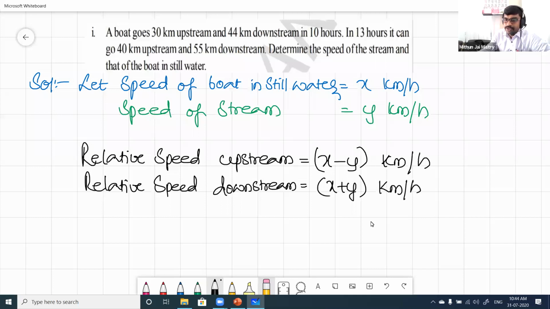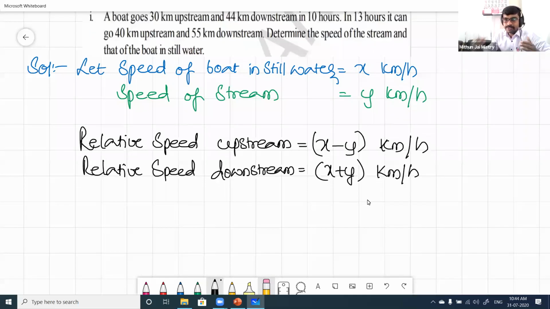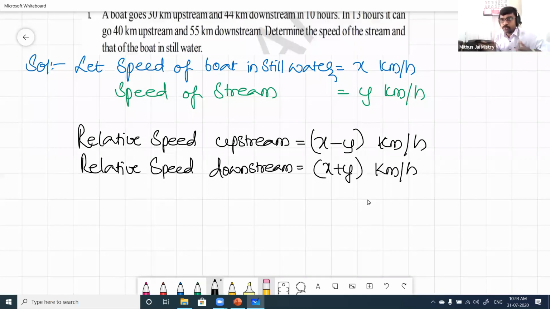So children, this is quite opposite to when you're traveling on a road and two vehicles are moving, right? If they are moving in the same direction, the relative speed will be the difference. And if they are moving in the opposite direction, then the relative speed will be the sum. But here it is opposite. Please don't get confused. Afterward you sit and think, right?